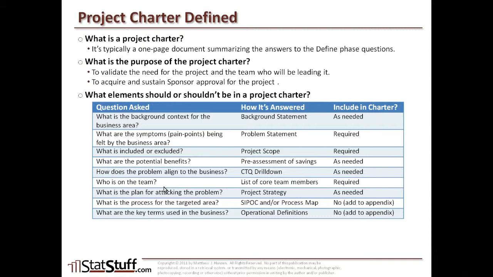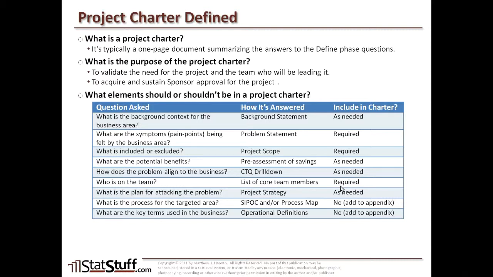Who are the folks that are on the team? This is the list of the core team members, similar to a stakeholder analysis, but not necessarily as detailed as an Army tool that might be used. This is good to identify at least some of the core team members. You may not identify everyone. It may not be the full Army tool or RACI document that's used.